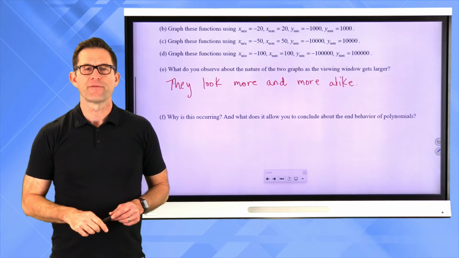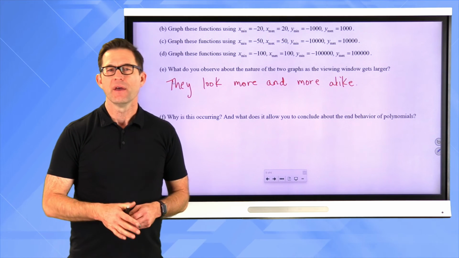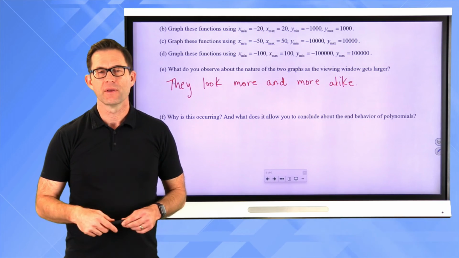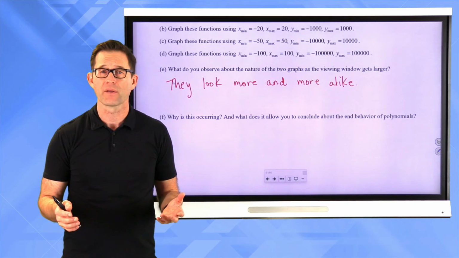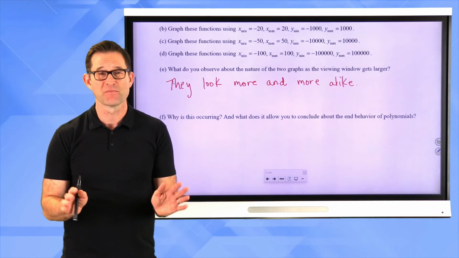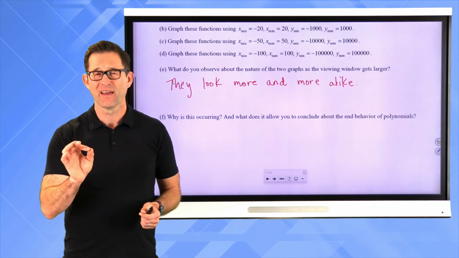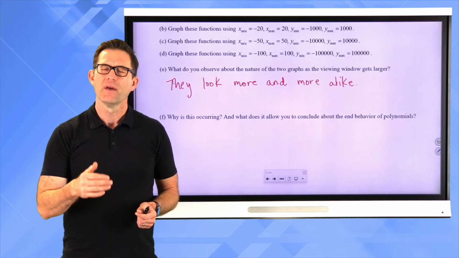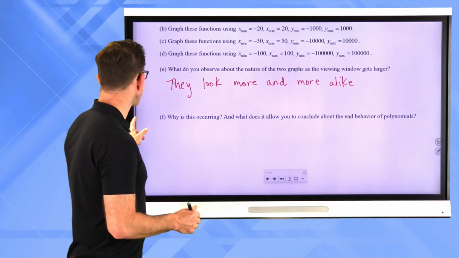Now, letter F. Why is this occurring, and what does it allow you to conclude about the end behavior of polynomials? All right, now this can be very tricky because, as you grow up and work through math, you use your graphing calculators or calculators in general more and more to do calculations, as it should be. Nobody wants you multiplying and dividing decimals by the time you get to this level. You want all of those manipulations to be done on a calculator. But you can also start to lose some number sense, right?